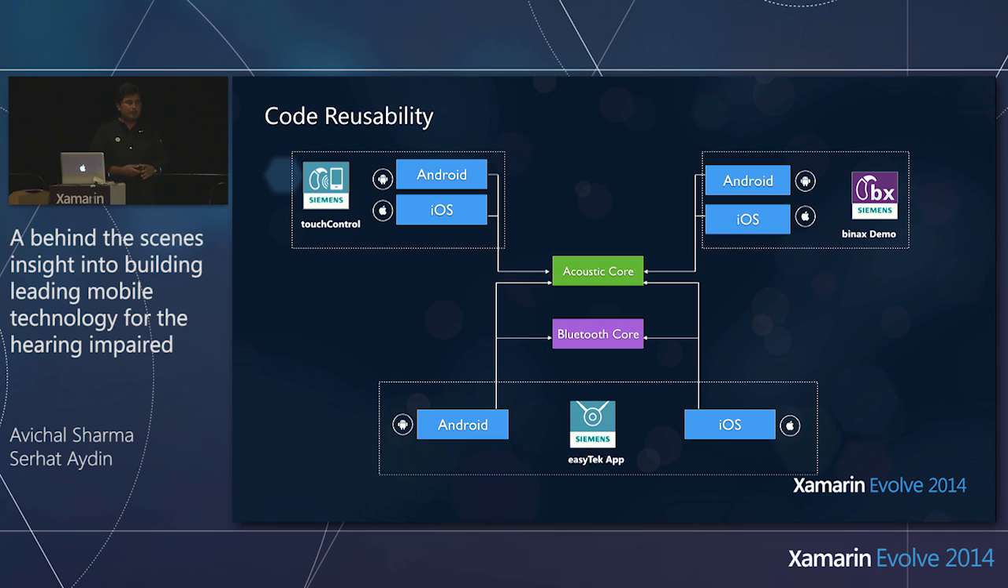So this is one very good part. Once you create one, it's kind of a component, so you can use it in any number of apps you want to. And then there is a Bluetooth core, which, as you can see, is only used by the easyTek app, so it's not available for the rest of the apps.